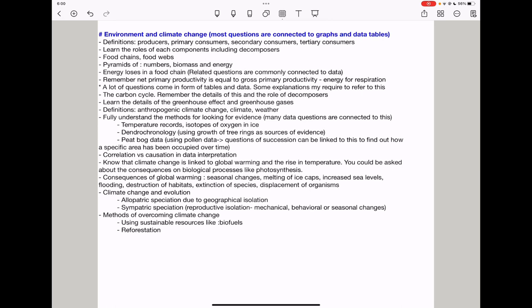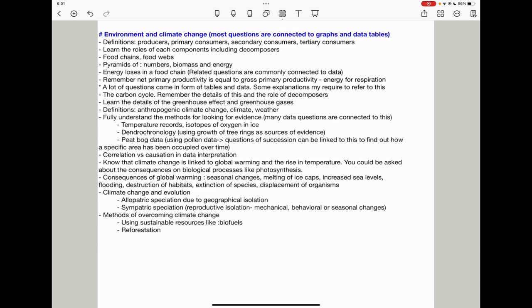A lot of questions come from tables and data, and some explanations may require you to refer to this kind of information. They could ask about the carbon cycle. Please remember the role of decomposers in the carbon cycle, because these are used in the recycling of carbon dioxide, which is later taken up by the plants in the process of photosynthesis.